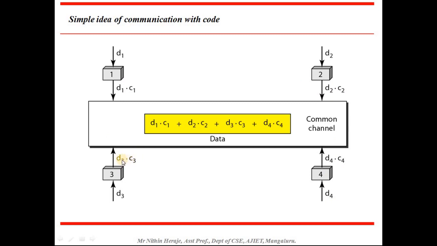You can see that it is a dot product, so the data is multiplied with the code. Then it is transmitted on the channel, and in the channel, all the data and codes sent from different stations are summed up. So this is the whole data that is transmitted in the common channel. Simultaneously, all the stations can send their data without any issue.